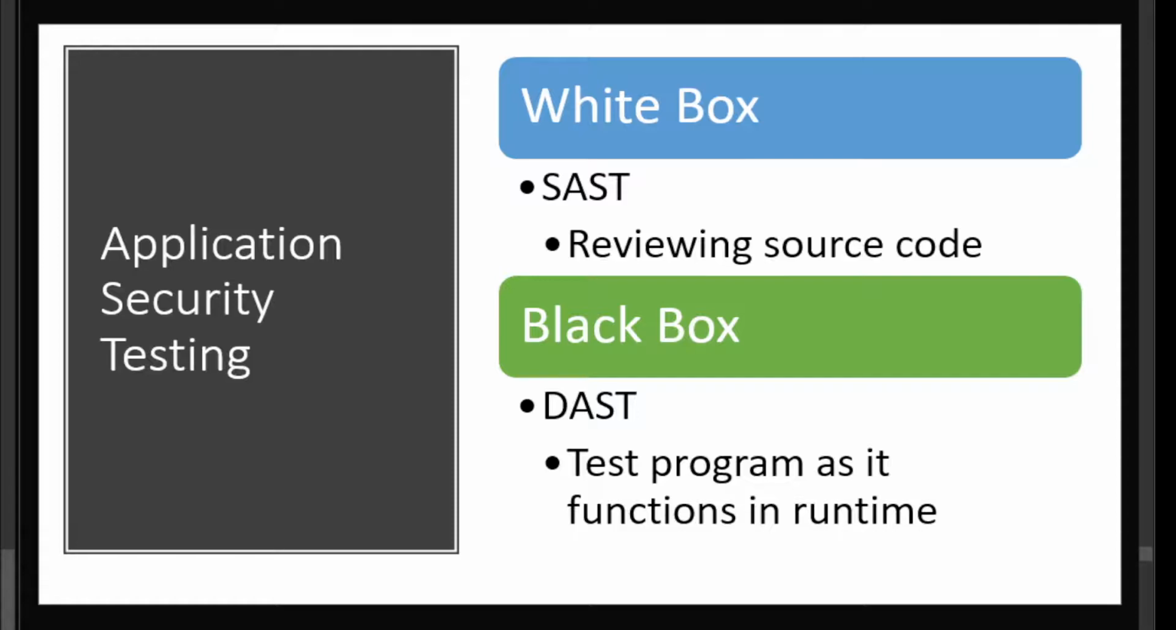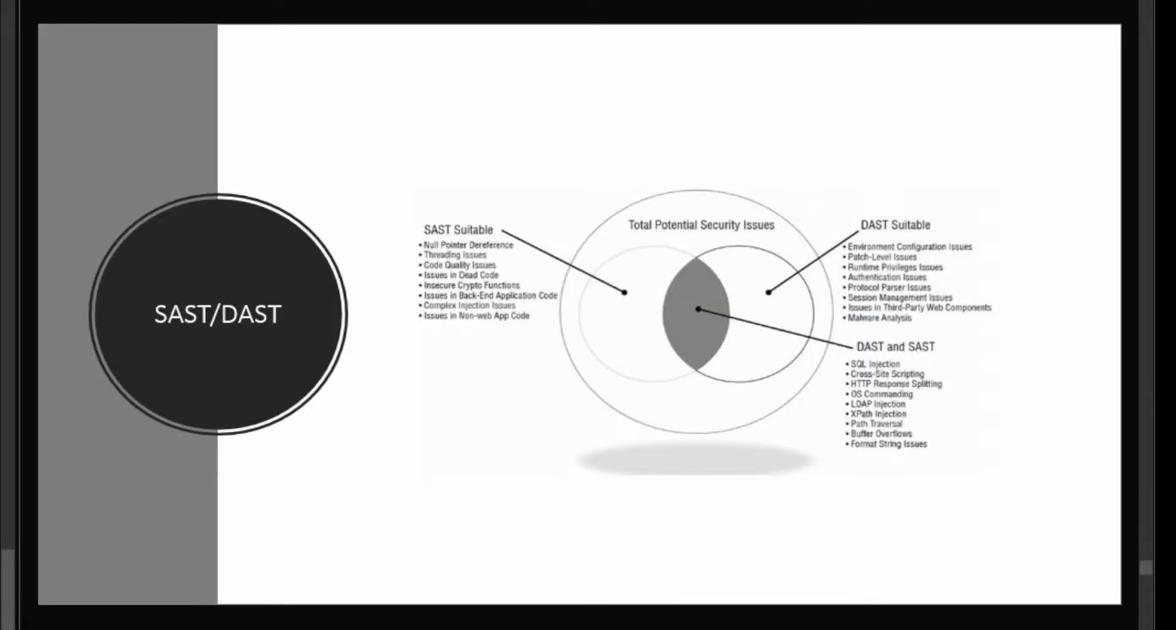Of course, there's also black box testing. This is usually done with dynamic application security testing, and it entails testing the program as it functions in runtime. The testing team uses inputs and results from the application itself as it's running. While both of these methodologies are completely different, they can be used in conjunction to make sure the applications are secure from both sides of the perspective. We can see here in this diagram from the book how both of them can be used to prevent several different forms of vulnerabilities.